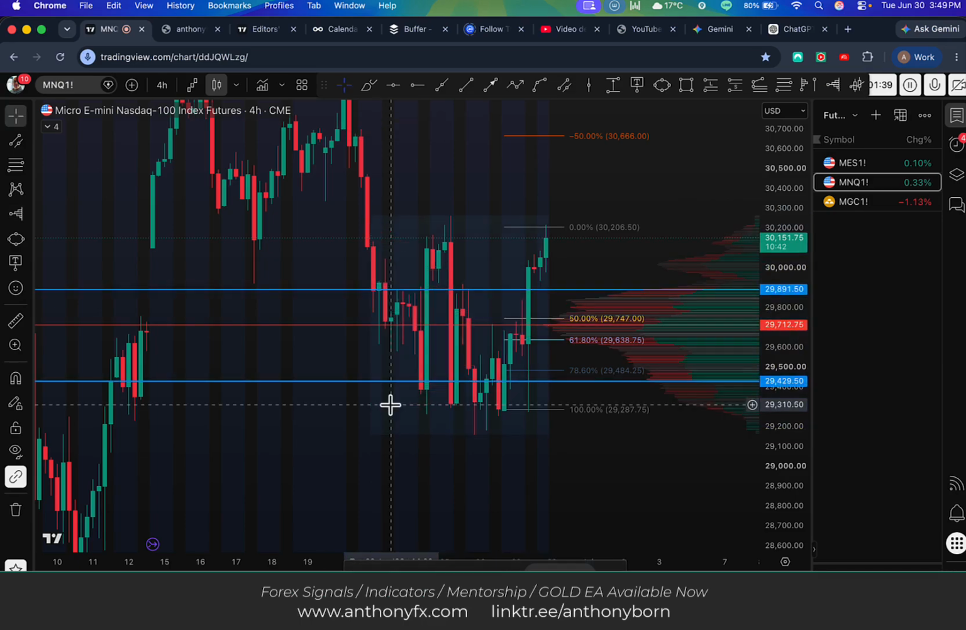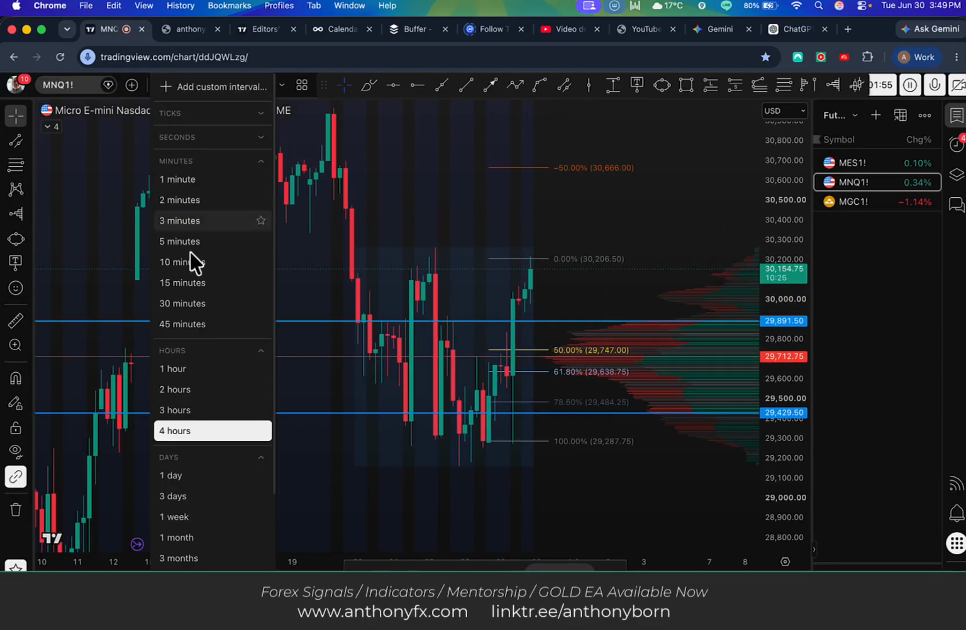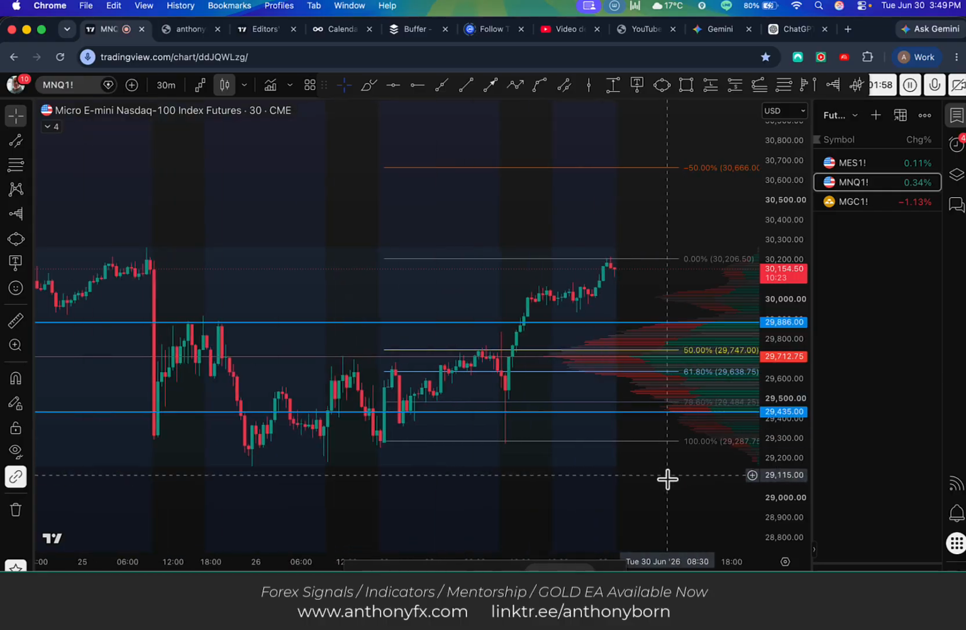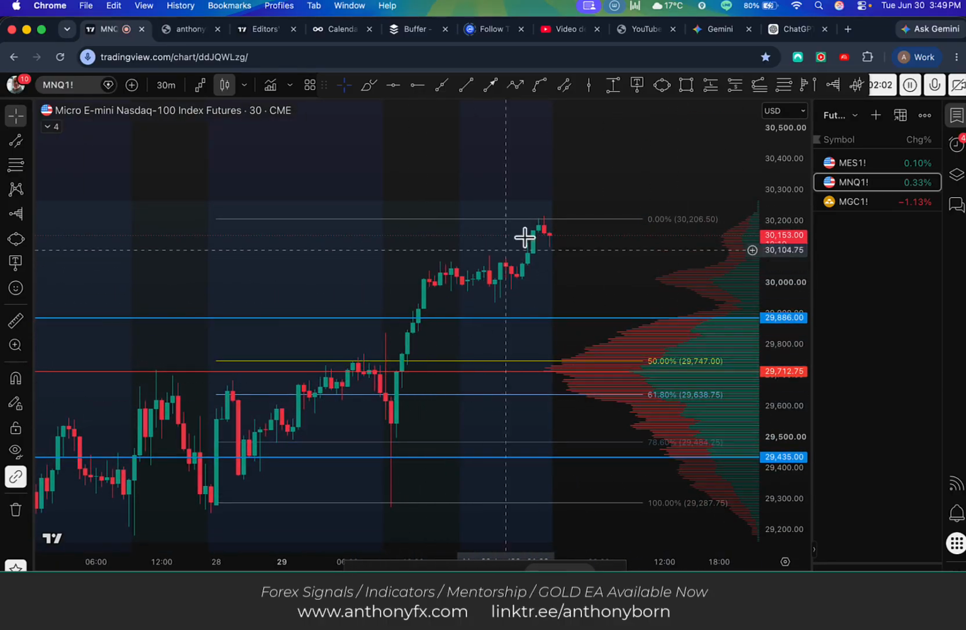Let's just take that out. Right. So we've broken out of here, and I really want to see a bit of a reaction at this level, more so than we've had. We've had a little bit of a thing, but my plan of attack with this will be, let's just go to a 30-minute chart. Look at this price action here. See how overextended this is?